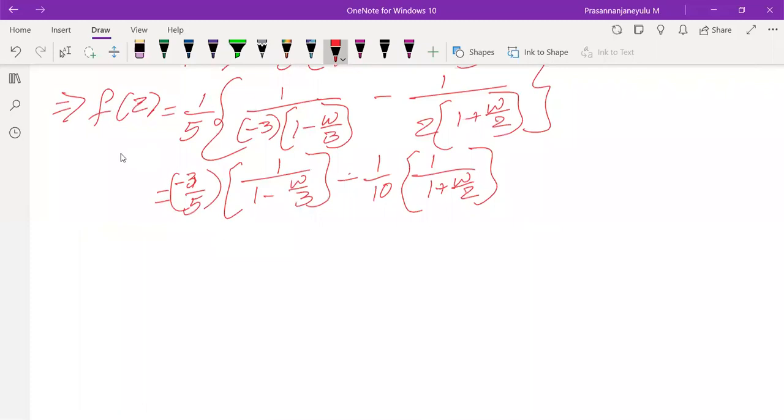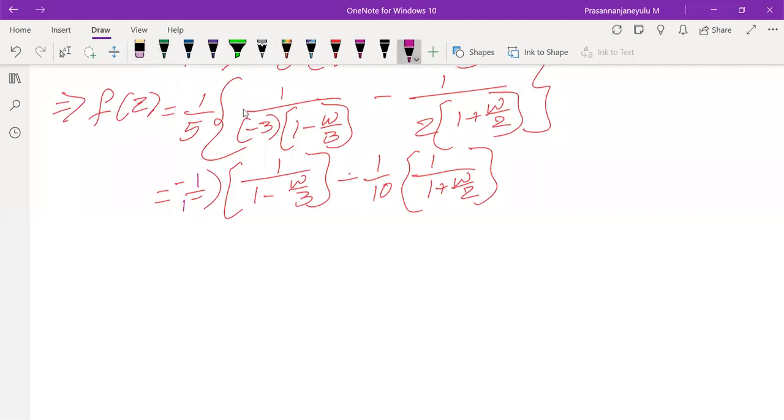Now, tell me, what is expansion? Minus 15. Sorry, yes, correct. Thank you. So this is minus 15. This is not minus 3. This is a minus 1 by 15. Minus 1 by 15 is this.